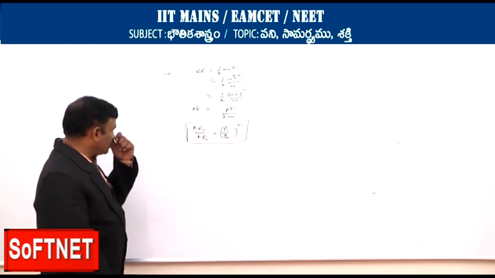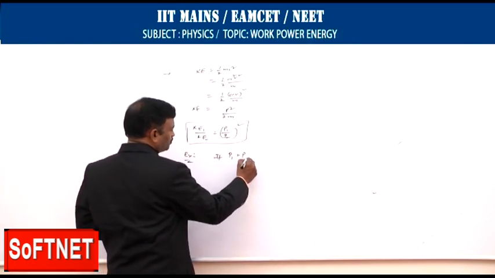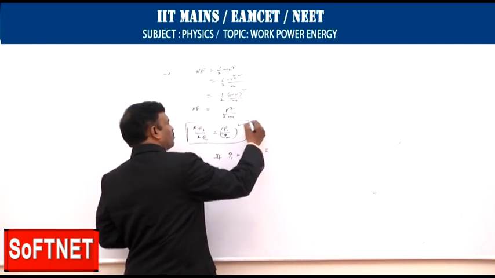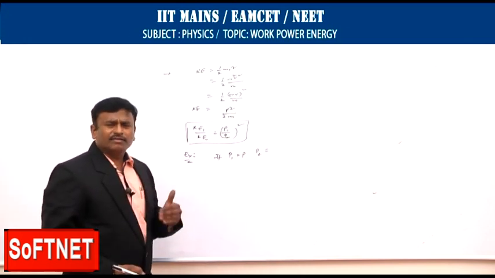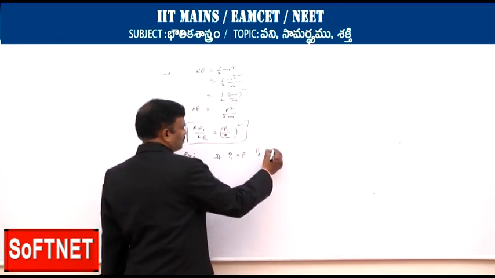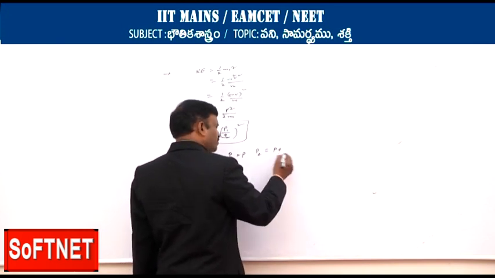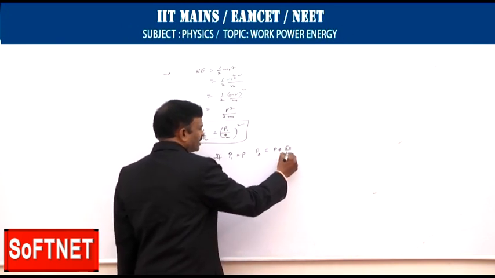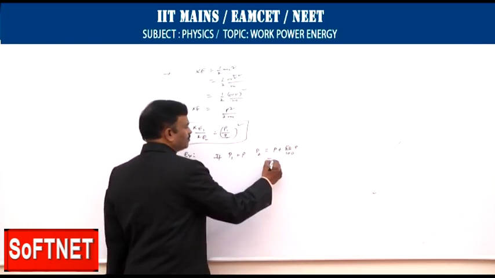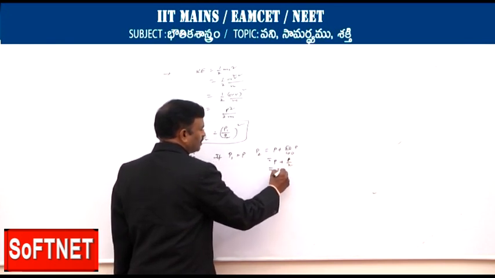Right. Now let us take one example problem. If P1 is equal to P, and P2 is increased by 50%, the momentum increases by 50%. What is the percentage change in kinetic energy? That is the question. So P2 is P plus P by 2. 50% increase means 50 by 100 of P. P plus P by 2, so that is 3P by 2.